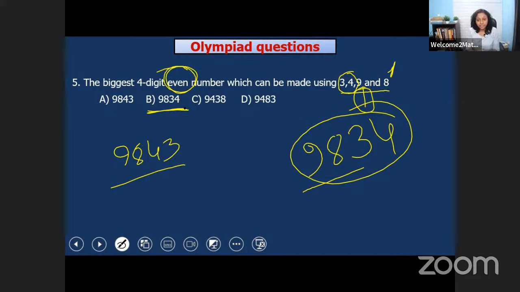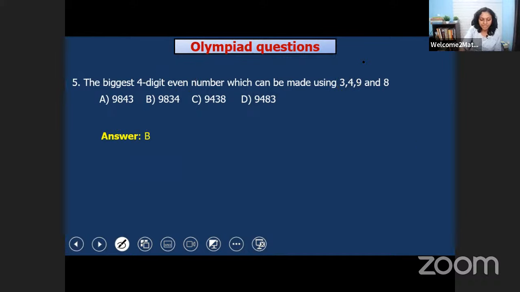9834, because it's an even number. Whenever a number is divisible by 2, the number is called an even number. So 9843 is the largest number we can make with these digits, but it is not an even number. That is why it is not our answer. Our answer would be option B.